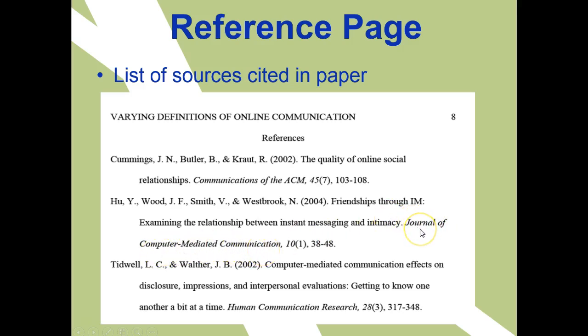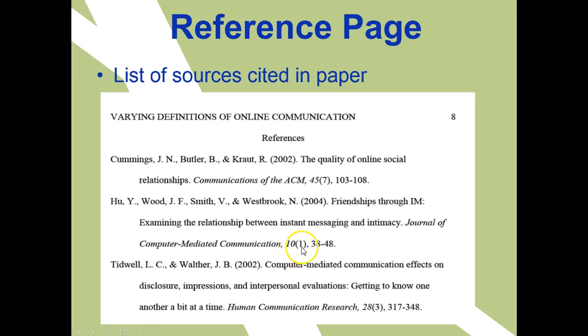When you're putting the journal article, don't use any abbreviations. You do not capitalize the word of, or the word the, or the word and. Only capitalize the journal of this, that, and the other thing. And then that is followed by a comma, still in italics, and then the volume number, also in italics.